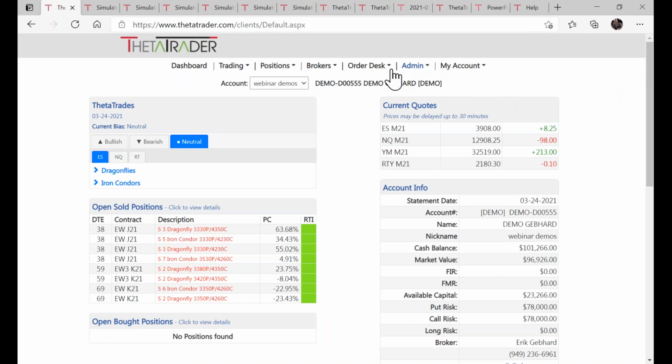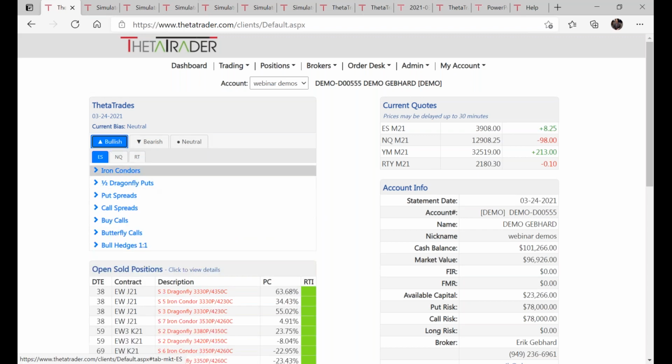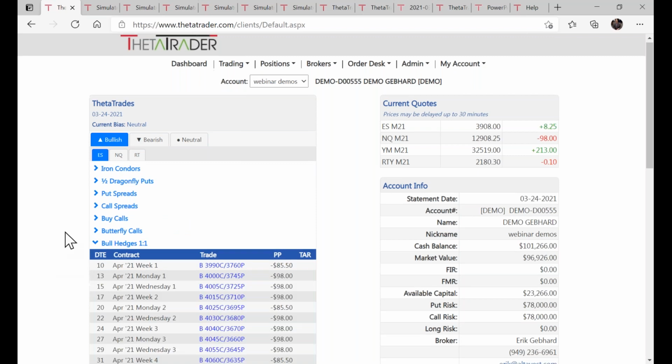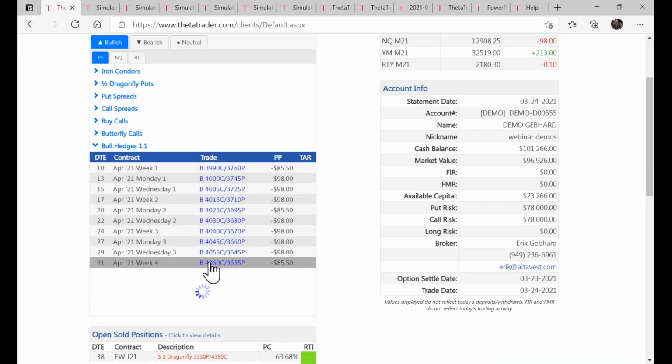and I want to show you here, you have open short positions and open bot positions. We don't have any bot positions at the moment, but perhaps you want to add one. Maybe you think this recent dip in the stock market here, it's been shallow, but maybe you are perhaps bullish. Maybe you want to do a bull hedge. We'll do a bull hedge here.